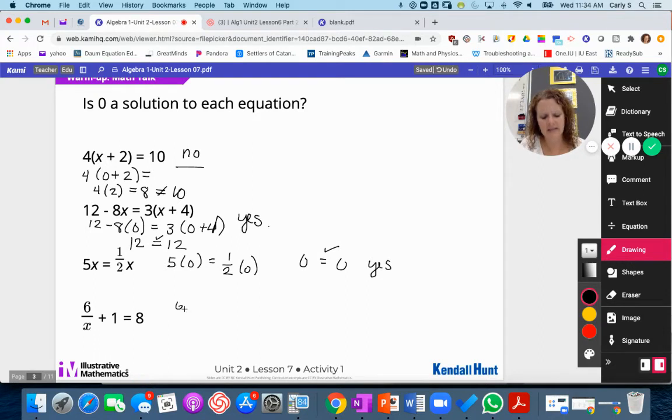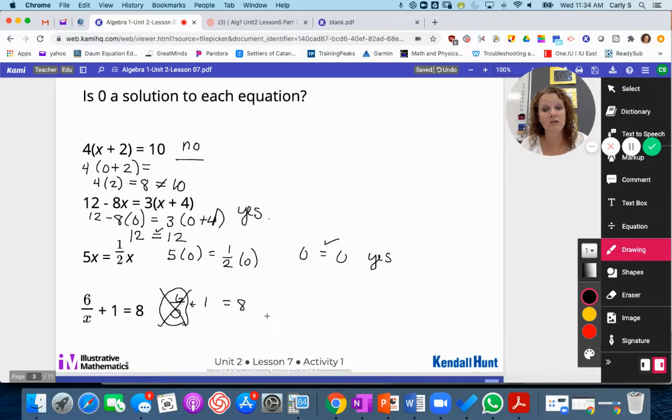Okay, now 6 divided by 0 plus 1 equals 8. Okay, I cannot divide by 0. It's not allowed. I always tell my students that the world explodes when you try to divide by 0. So please do not be responsible for the world exploding. It's undefined is the fancy math word for it, but it's just not possible. We are not allowed to divide by 0 because it's just not a thing that you can do.